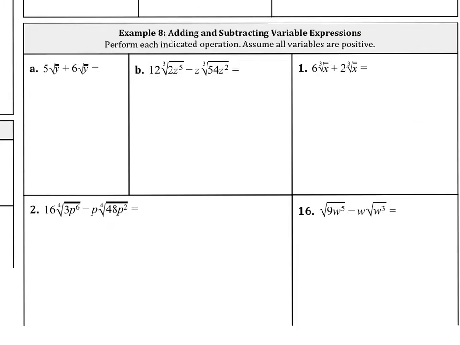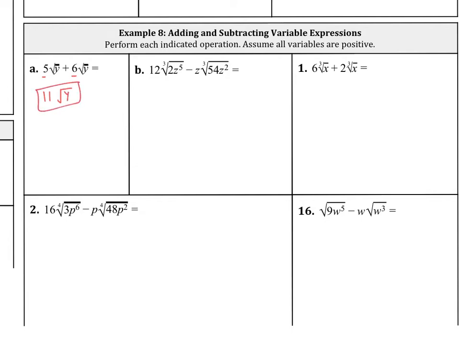Next, we're going to do example number 8, adding and subtracting variable expressions. For letter A, you're going to add 5 square root y plus 6 square root y. You can add these two because the radical index and the radicand are the same. So 5 plus 6 is going to be 11 square root y.